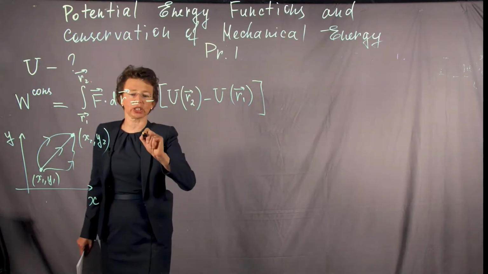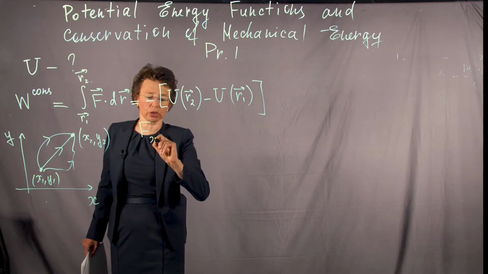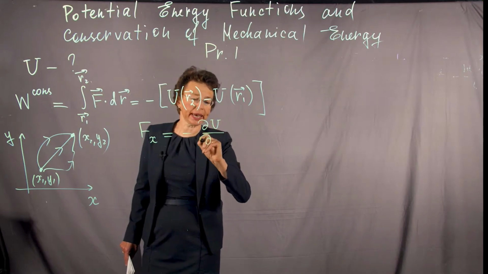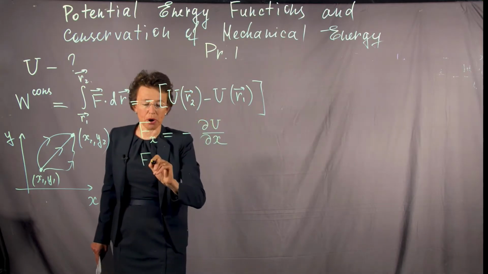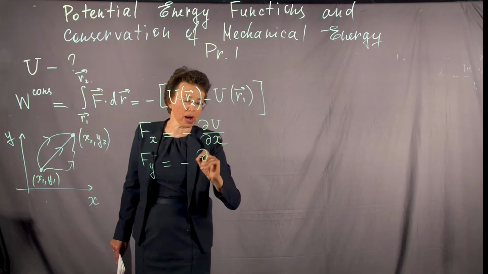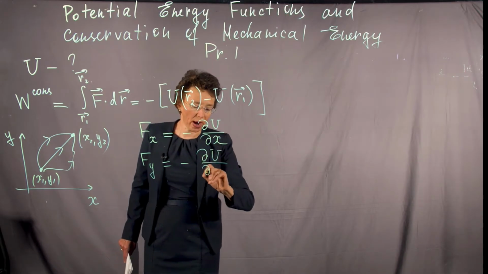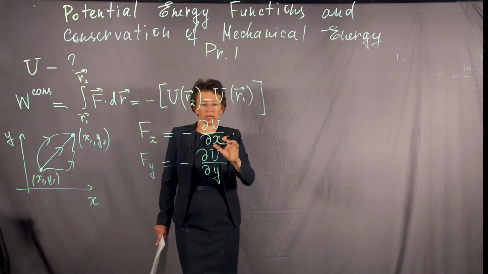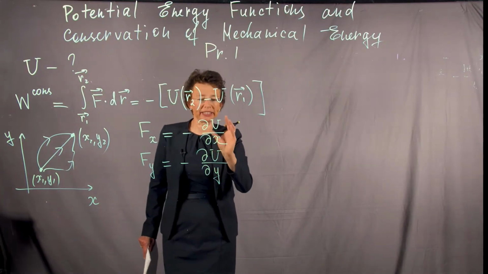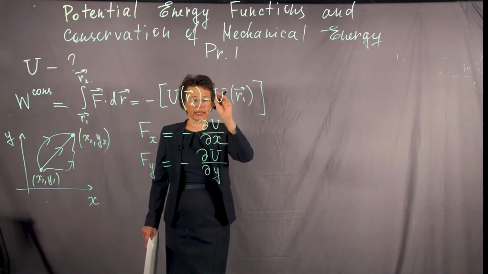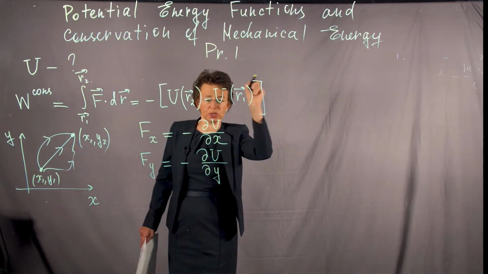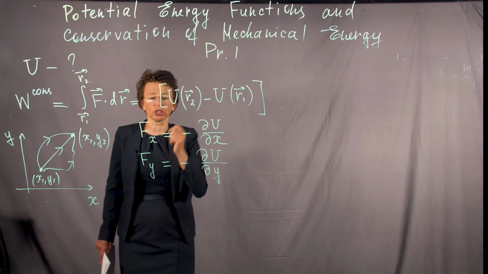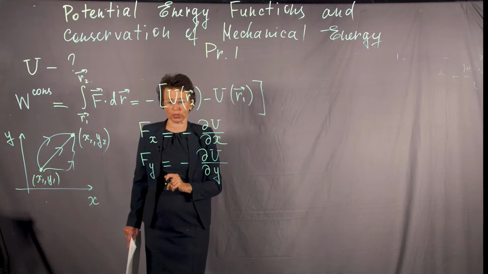From this equation, it follows that x component of force is minus the partial derivative dU/dx, and y component of force, Fy, is minus dU/dy. Now let's think for a minute how powerful this statement is. If you have a scalar potential energy function that exists at each point of space, you just put numbers at each point of space, you can retrieve the vector. You can retrieve both components of force, which is a vector.